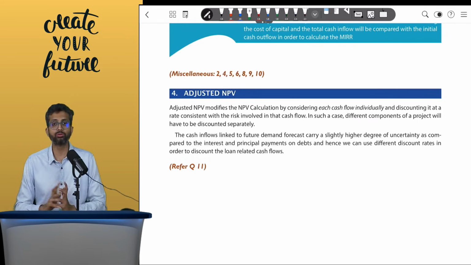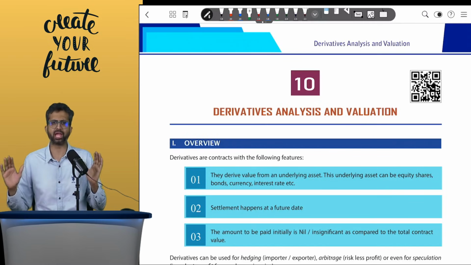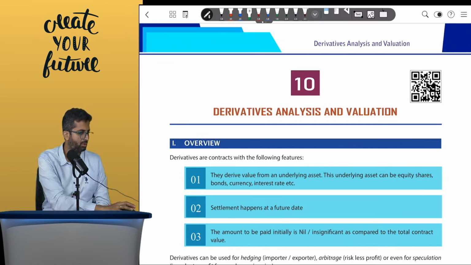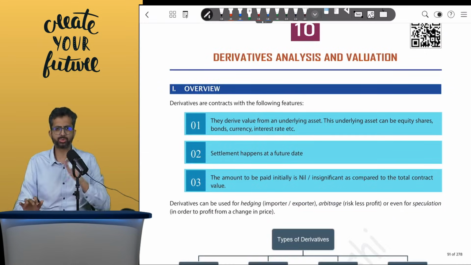That is going to give you the adjusted or APV, as the case may be. Next we go to the chapter on derivatives and then to interest rates, and that gets done with our practical concept based revision. So we go to derivatives. Now derivatives are instruments which have 3 features.